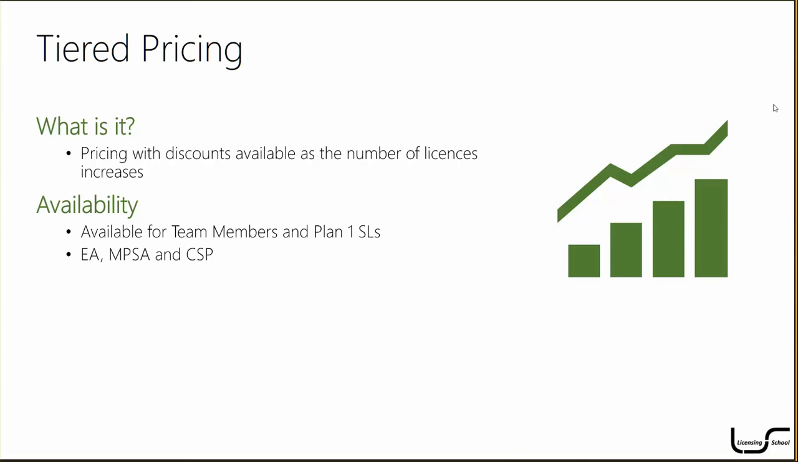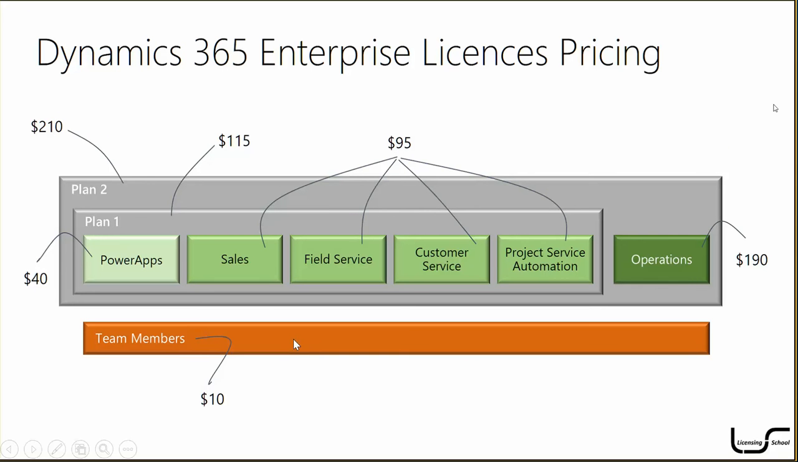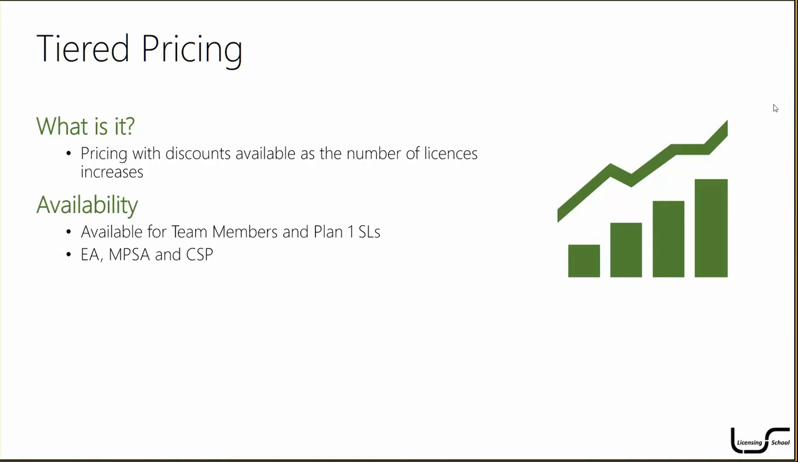Again, if I go back to the diagram that we've been using, for team members and Plan 1 I get a discount the more licenses I buy. That's not true for the individual apps, and it's not true for Plan 2 either. So with tiered pricing, we know it's about the more you buy, the cheaper it is, and it's available for just 2 things, which we'll look at in an example. Team members, that long orange one, and Plan 1, the plan that doesn't include operations. And it's available through the Enterprise Agreement, the MPSA, and CSP, the Cloud Solution Provider Program, as well. We've got some more detail on programs as we go through.